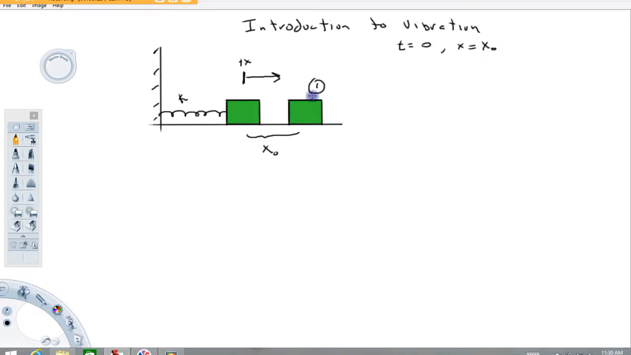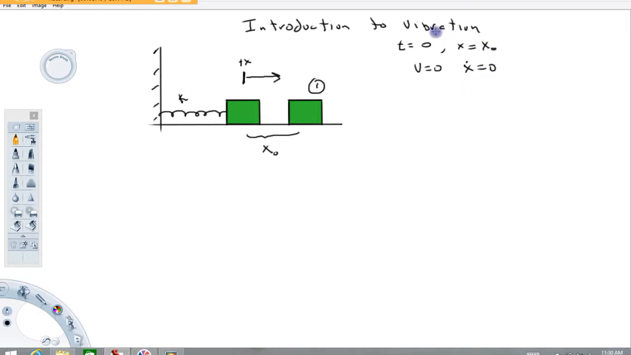Also, the instant this thing is released, it's not moving yet. When I let this go, it's definitely going to start accelerating to the left because the spring is going to be pulling on it to the left. But right at the instant it's let go, it's not moving yet. So the other condition is that its velocity is 0 at that time, or in the language of calculus, its time derivative, x dot, would be 0.